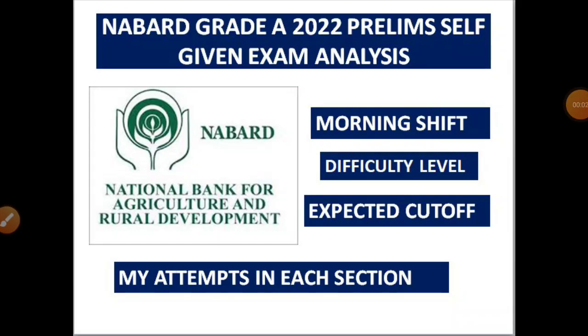So today I'm here with my self-given exam analysis of NABARD Grade A. My exam was in the morning shift, that is, the reporting time was 9 a.m. And the exam was for 2 hours.